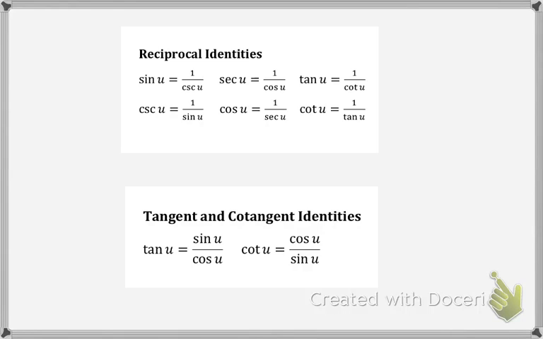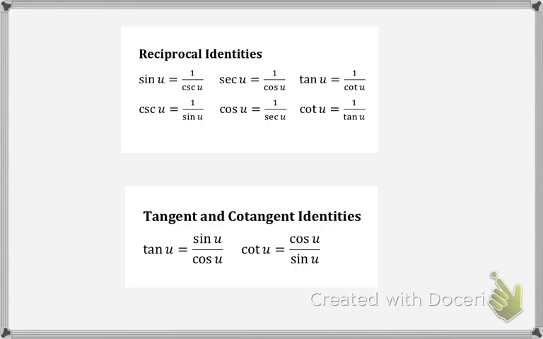So the first set of identities is called the reciprocal identities, and that's just the ones that show you which trig function goes with which reciprocal function. So the sine goes with the cosecant because the sine is the same thing as 1 over the cosecant. The cosecant then is the same thing as 1 over the sine. And then secant and cosine go together. So secant is the same thing as 1 over cosine, and then the cosine of u is the same thing as 1 over the secant of u.